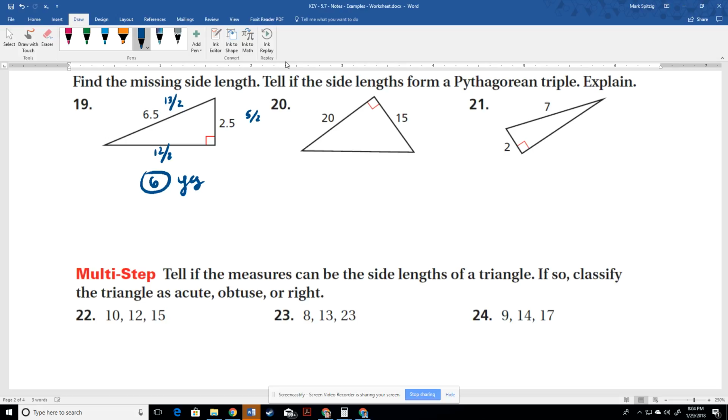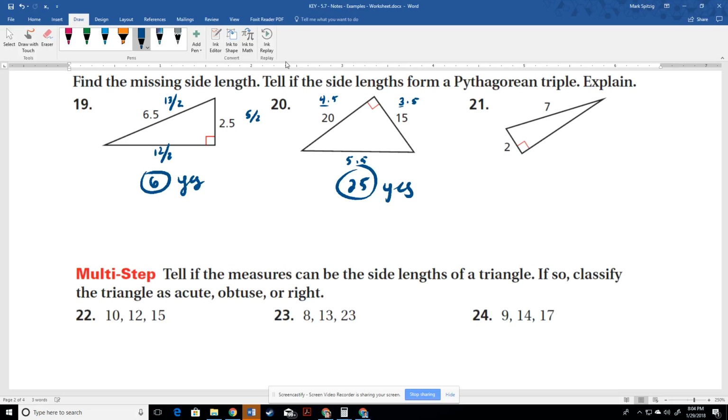Okay, this is 15, 20. This is 3 times 5, and this is 4 times 5, which means it's a 3, 4, 5 times 5, 25. That is also a triple. We're getting triples all up in this.